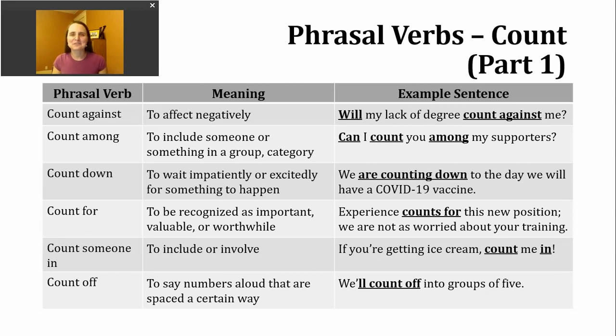The next phrasal verb we'll look at is count off. It means to say numbers aloud that are spaced a certain way. Here's an example of this. We'll count off into groups of 5. This is a statement I've heard and used in many classes. It's a way to get people who maybe aren't sitting near one another to work together. And so we're just going to go around the room saying 1, 2, 3, 4, 5, 1, 2, 3, 4, 5, etc. And then all the ones become a group.